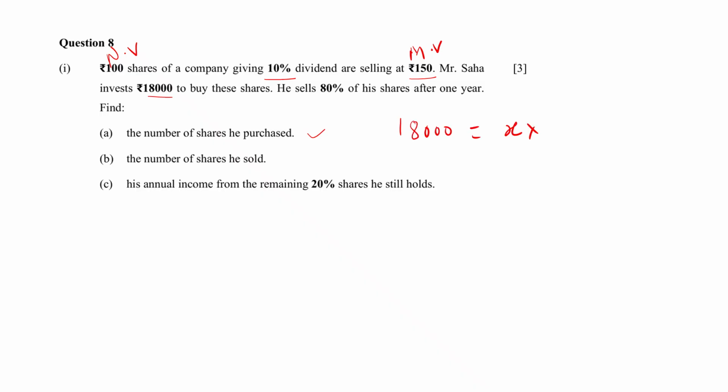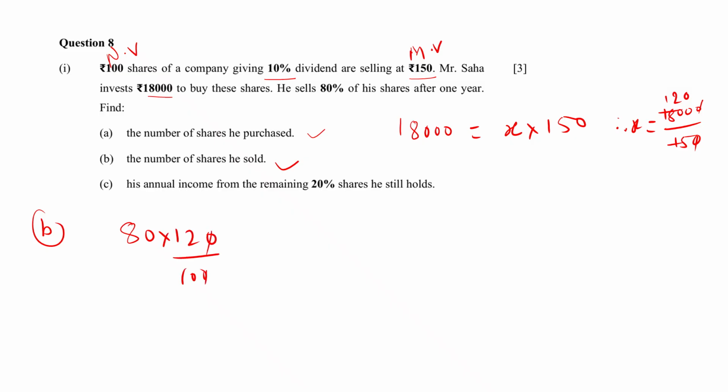Number of shares is X. One share cost is 150. So the number of shares will be 18,000 divided by 150, which will become 120. So number of shares purchased is 120. Now the number of shares sold: 80% of his shares sold. So 80% of 120 shares will become 96. So he has sold 96 shares.